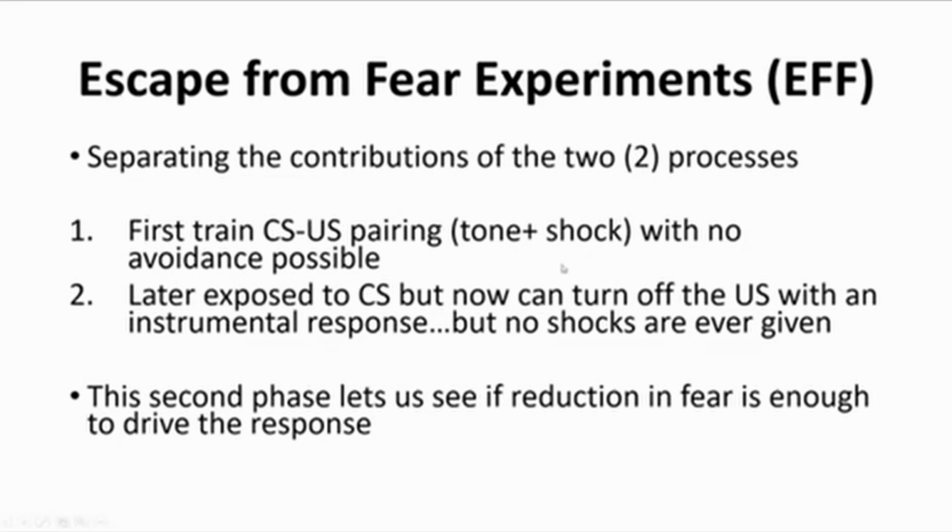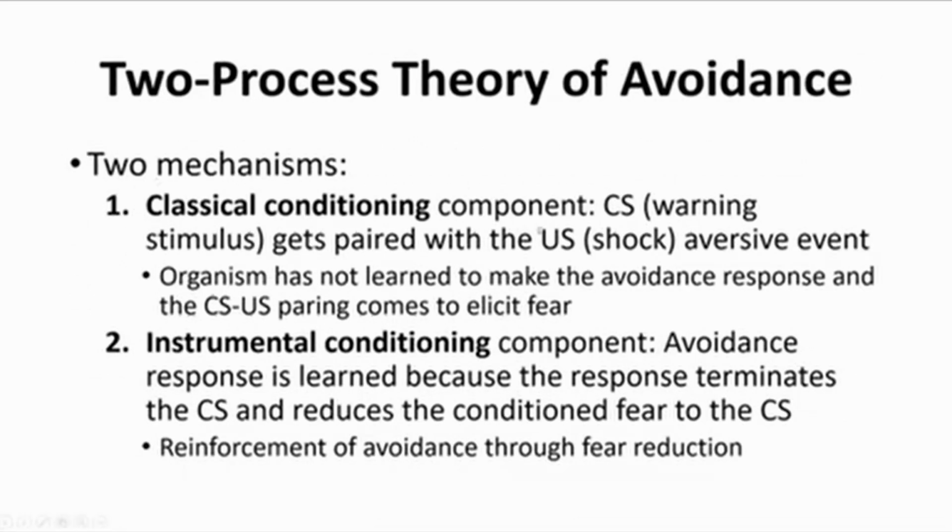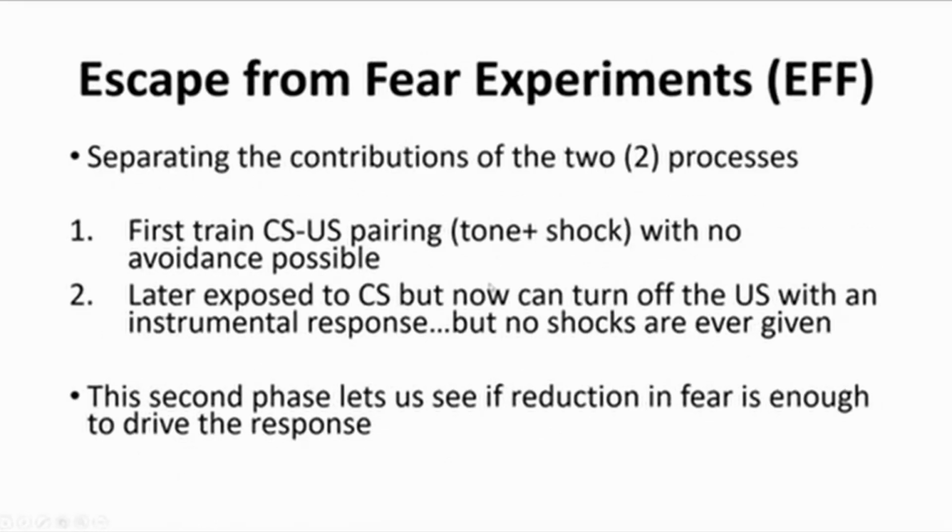Now, these experiments are set up to separate the two contributions of the two processes. So we're going to look at our classical conditioning component first, and then we'll look at the instrumental conditioning stand-in afterwards. So our first step looks the same as normal. The first step is to train a CS-US pairing, associate a tone with a shock. But in this instance, there's no avoidance possible. So in this setup, the presentation of a tone is always followed by a shock, and there's no way to escape or avoid experiencing that shock.